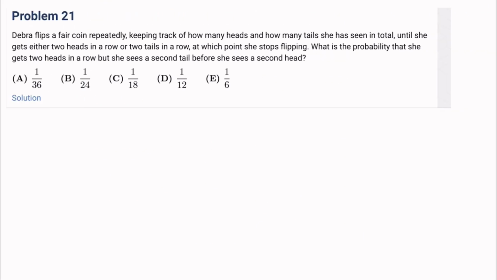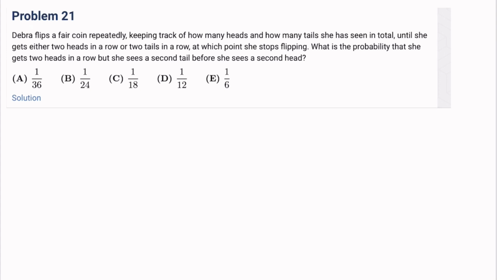Problem number 21. Deborah flips a fair coin repeatedly, keeping track of how many heads and how many tails she has seen in total, until she gets either 2 heads in a row or 2 tails in a row, at which point she stops flipping. What is the probability that she gets 2 heads in a row, but she sees a second tail before she sees a second head, right?